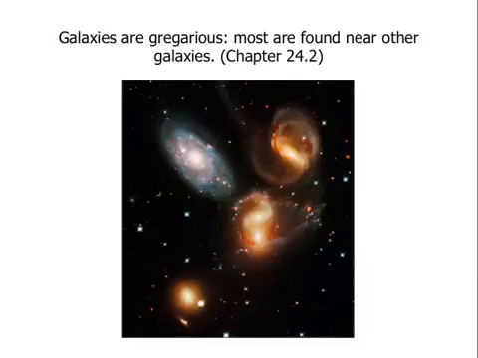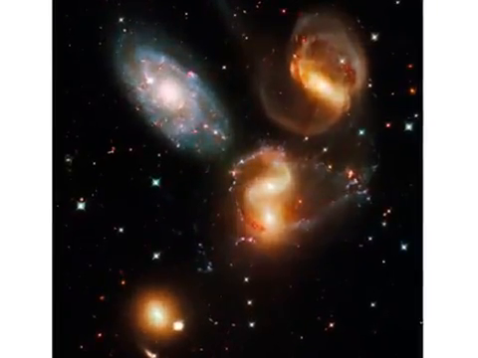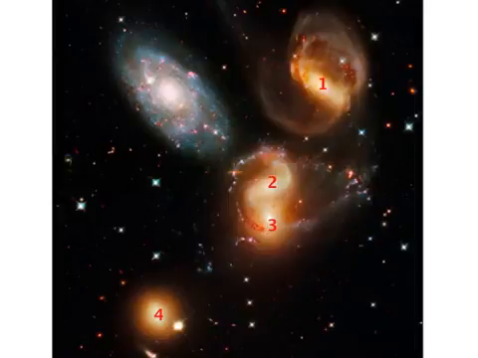Galaxies, they tend to be gregarious. They tend not to be alone. They tend to have neighbors. Here's a picture taken by the Hubble Space Telescope of a group of galaxies called Stephan's Quintet. There are 5 galaxies here, 4 of which are all together in space. That means that these 4 galaxies are all about the same distance away from us, and they're so close together they're interacting. We'll talk about that in a later mini lecture. The 5th galaxy is closer to us than the others. Although it looks the same size, it's actually smaller and closer to us.